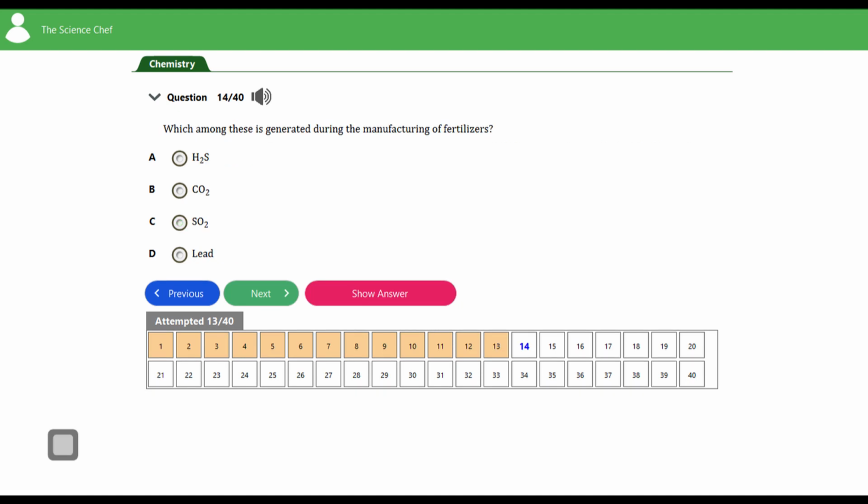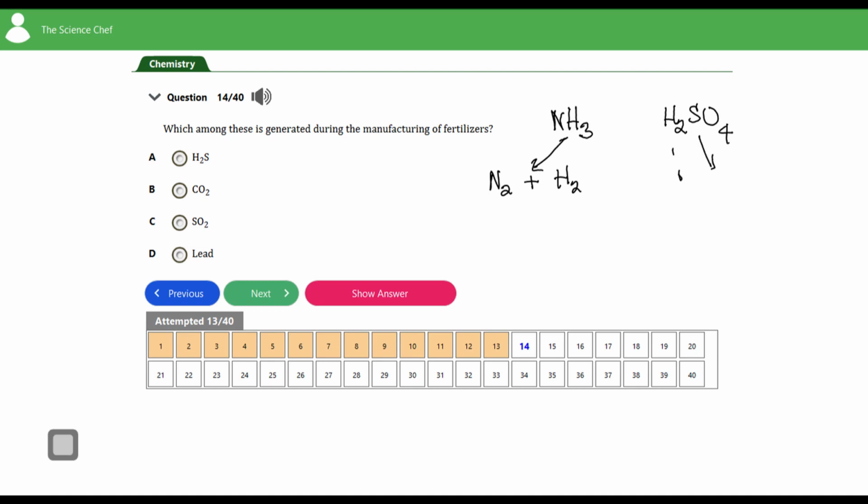Question 14. Which among these is generated during the manufacturing of fertilizers? A. Hydrogen sulfide, B. Carbon 4 oxide, C. Sulfur 6 oxide, and D. Lead. There are two major compounds or chemicals, right, that are very important in the manufacture of fertilizers. One is ammonia, while two is H2SO4, tetraoxosulfate 6 acid.